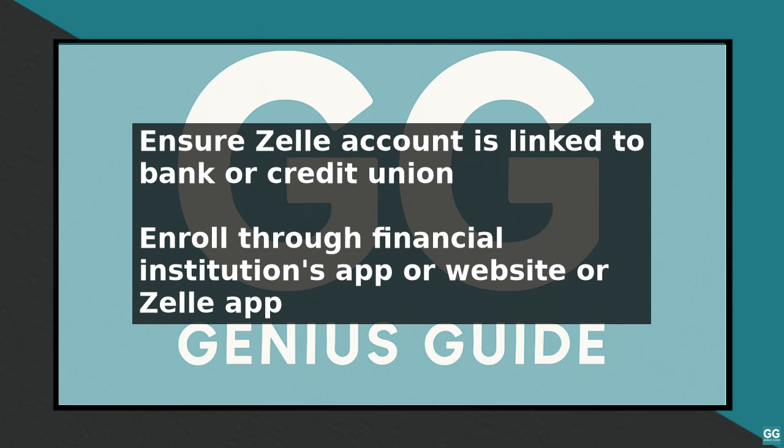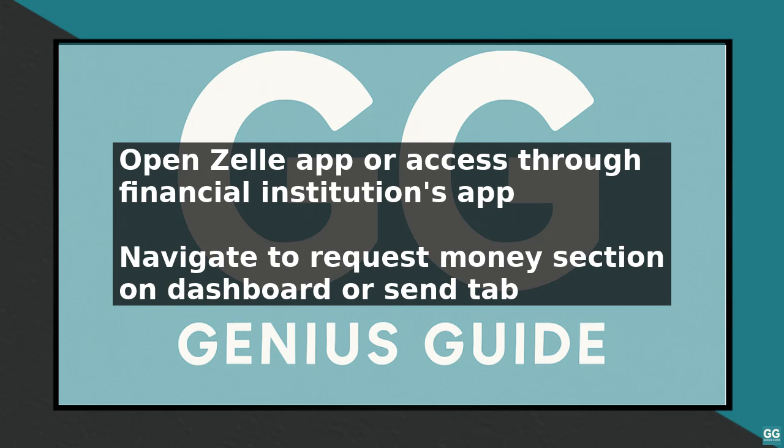Next, open your Zelle app or access Zelle through your financial institution's mobile app or website. Navigate to the Request Money section, which is usually found on the main dashboard or under a tab labeled Send or Request Money. Enter the recipient's email address or mobile number associated with their Zelle account. You can also select contacts from your phone book if you have granted the Zelle app permission to access your contacts. Ensure the recipient's information is accurate to avoid any issues with the payment request.